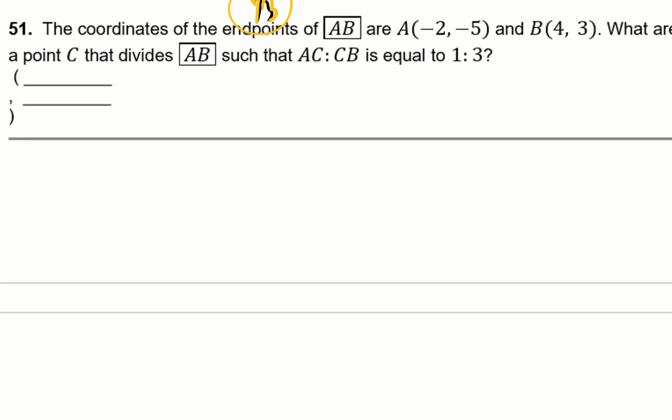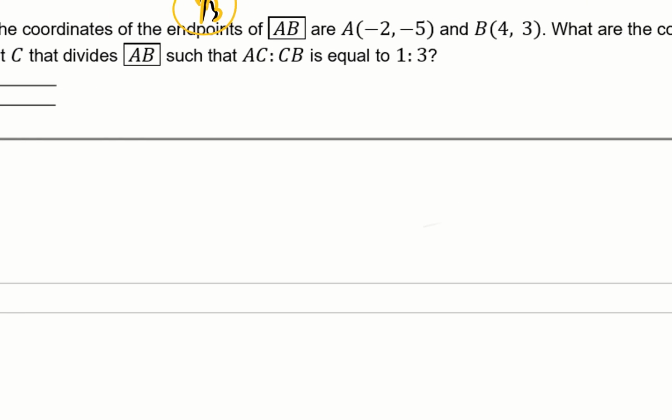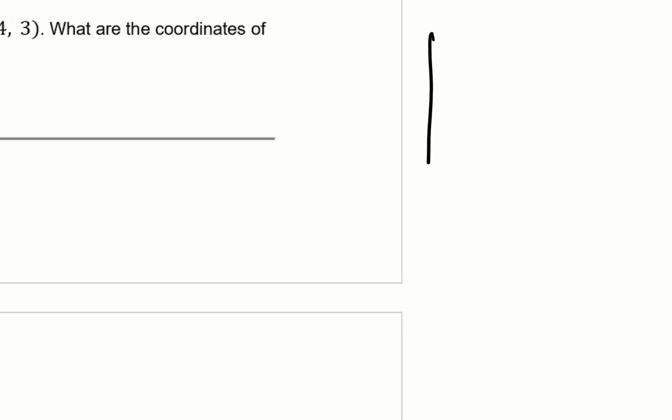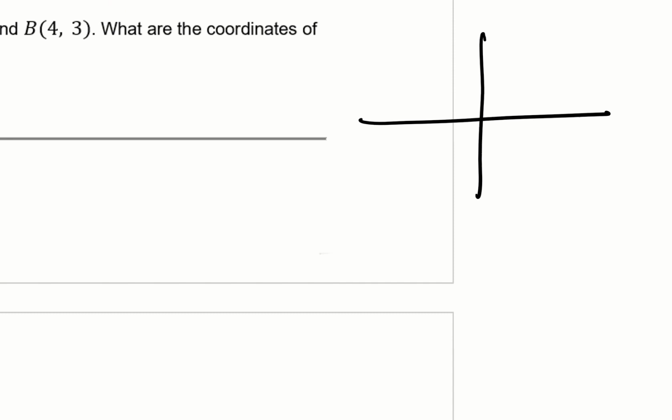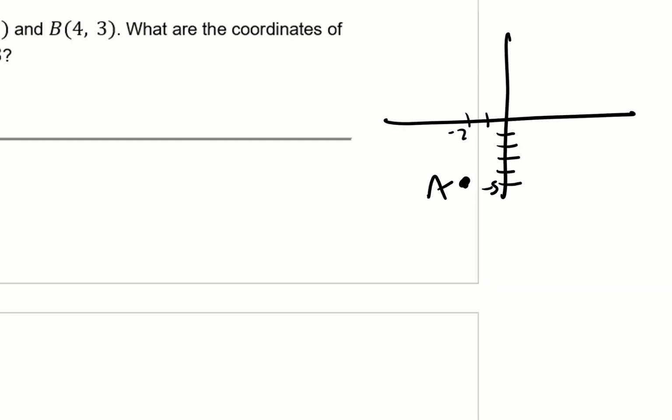All right, so the coordinates of the endpoints of AB are given as such: (-2, -5) and (4, 3). What are the coordinates of point C that divides AB such that the ratio from A to C and C to B is 1:3? So this is the same type of problem. I like to show the visual. So this is point A.